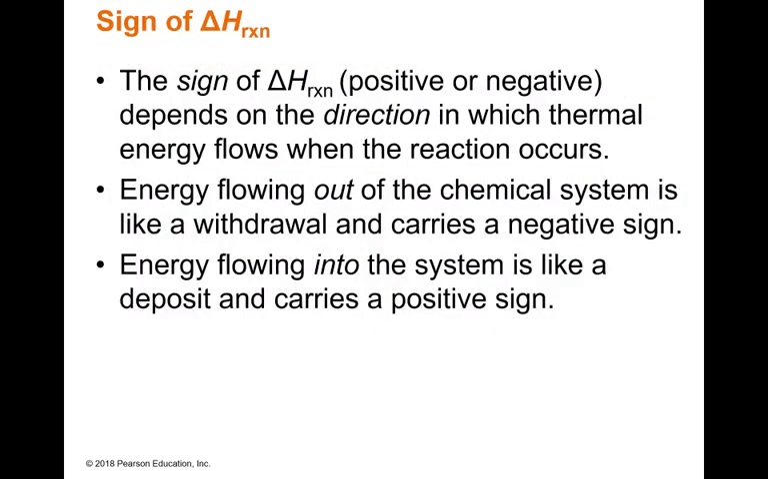The sign of delta H tells us the direction of heat flow. A negative delta H means energy is leaving the system. This is exothermic. A positive delta H means energy is being absorbed. This is endothermic. Think of it like a bank account. Negative delta H means withdrawal. Positive delta H means deposit. Understanding this sign helps us predict temperature changes during reactions.